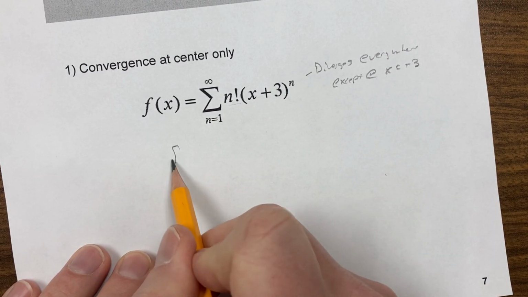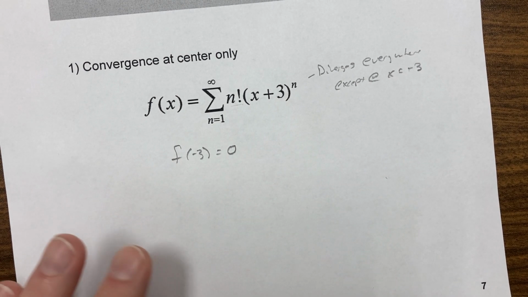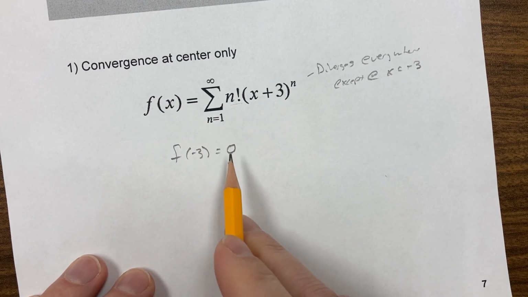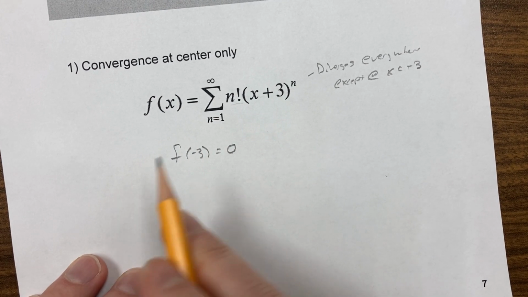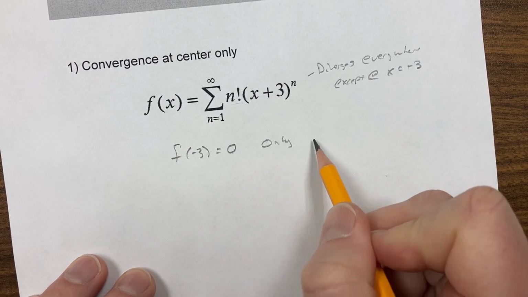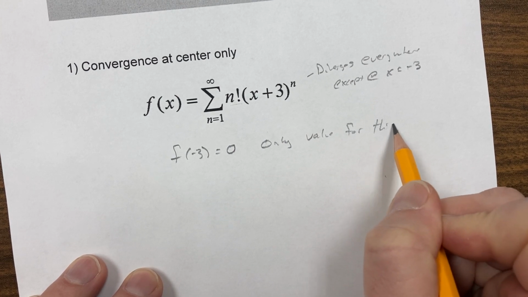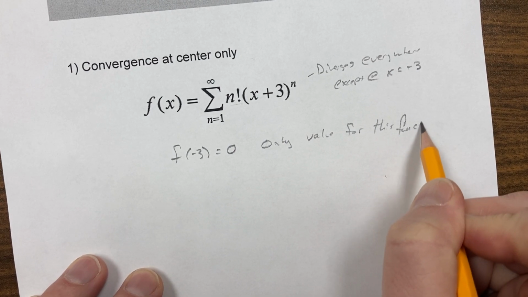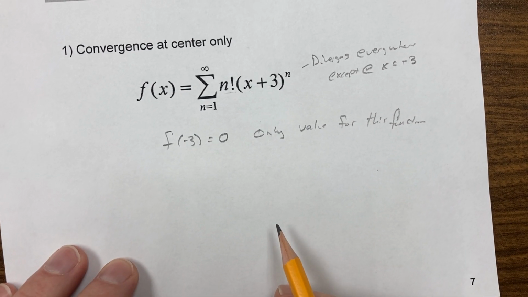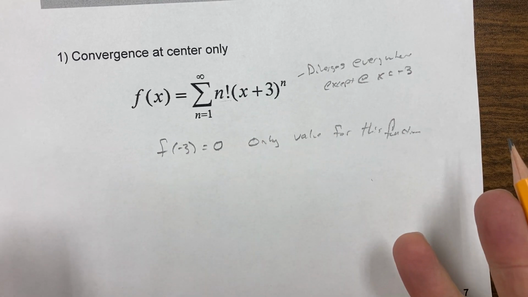In other words, f of negative 3 is 0, because all of our terms would be 0, right? So at negative 3, this series converges to a value of 0, because those are the terms. But that's the only value for this function. All right? That's the only function value that exists. And that's why I'm saying this is a pretty meaningless power series. This is true, but then that's all you can really say about it.